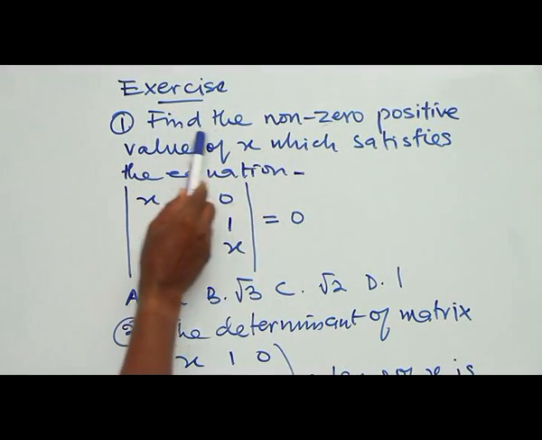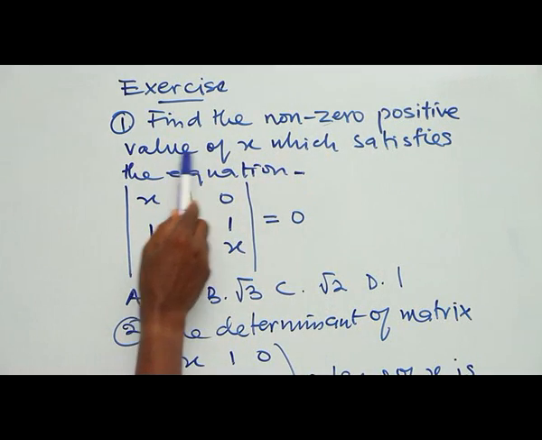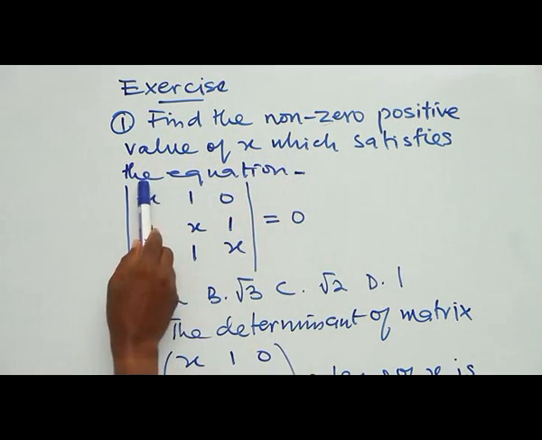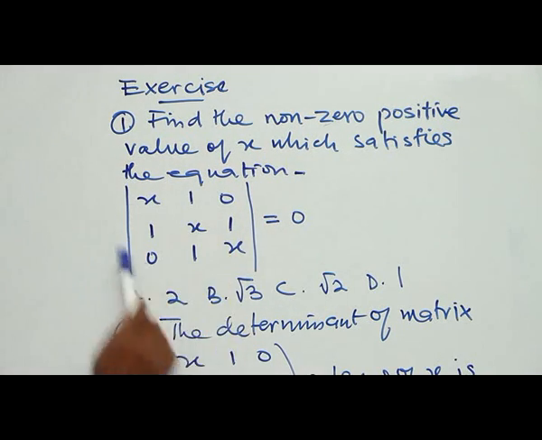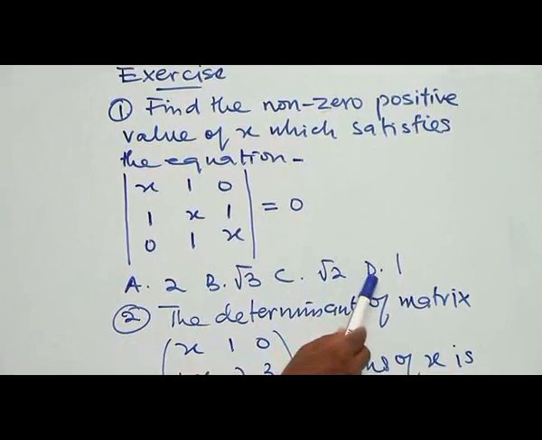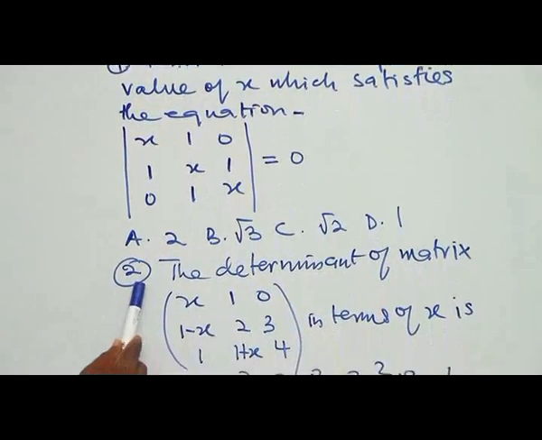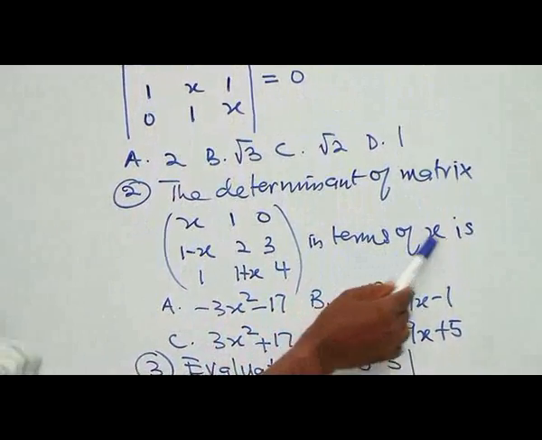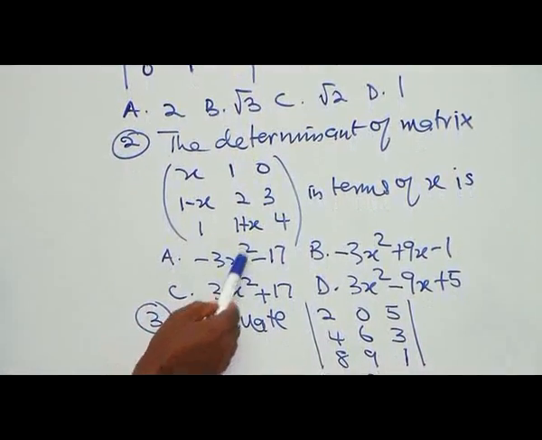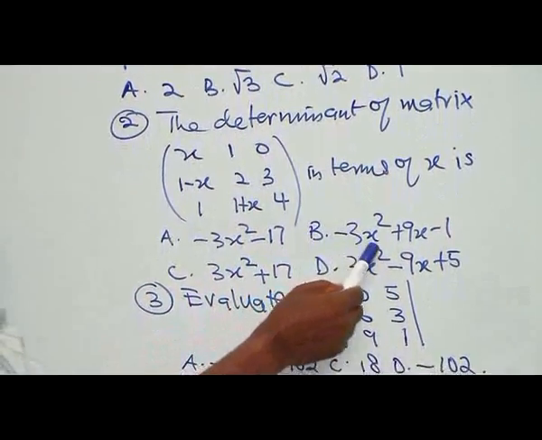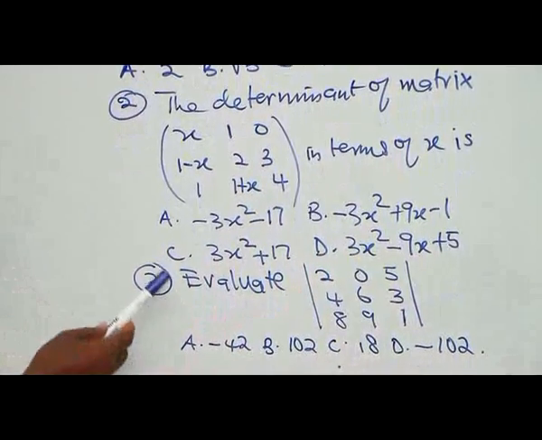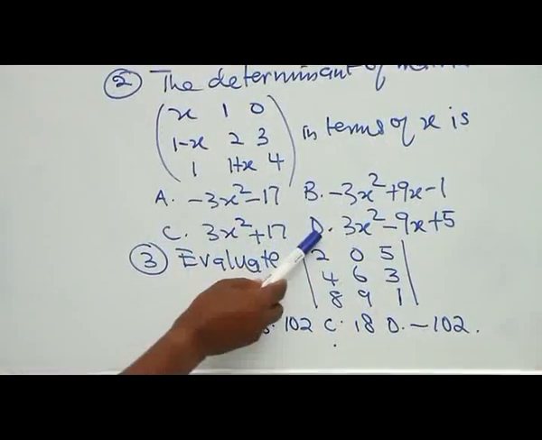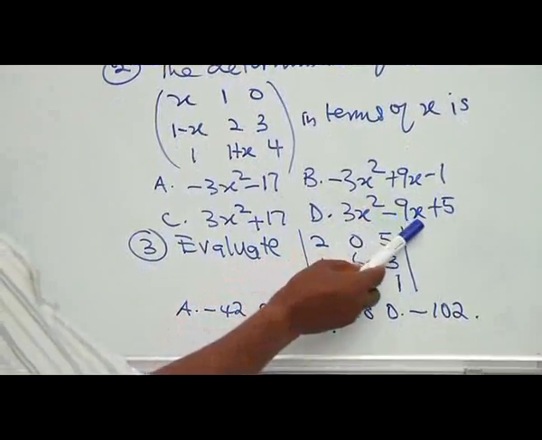Exercise number 1. Find the non-zero positive value of s which satisfies the equation. When you write out the determinant, it is equal to 0. Options A, 2, B, root 3, C, root 2, and D is 1. Question number 2, the determinant of this matrix in terms of s is A, minus 3s squared minus 17, B, minus 3s squared plus 9s minus 1, C, 3s squared plus 17, D, 3s squared minus 9s plus 5.